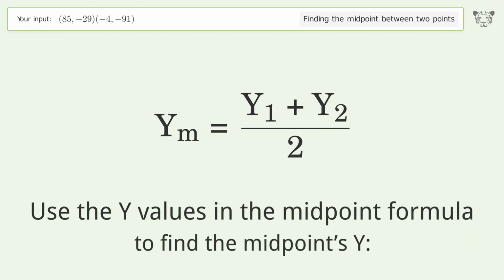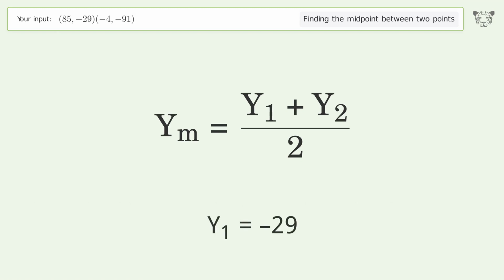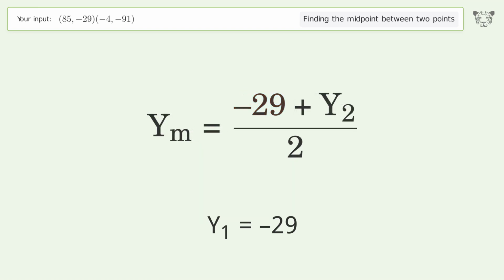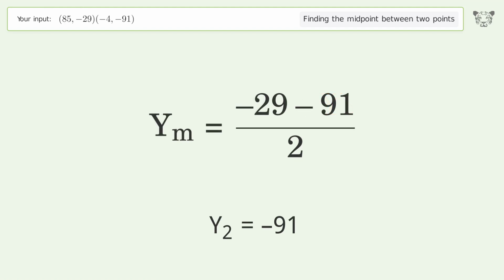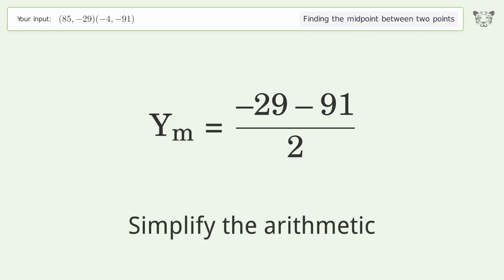Use the y values in the midpoint formula to find the midpoint's y. y1 equals -29. y2 equals -91. Simplify the arithmetic.